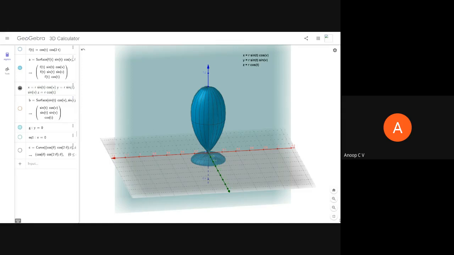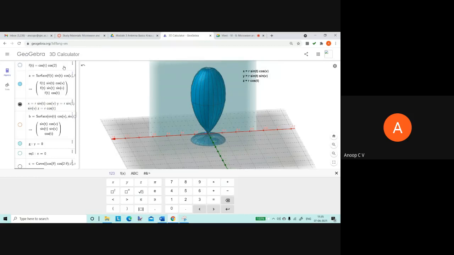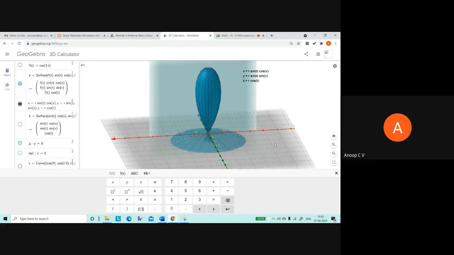Do you want to see any other pattern? Anyone else? You can type in any other pattern if you want to see as a function of theta only. We'll see what cos 3 theta is, how the cos 3 theta pattern will look like. Are you seeing it? How it looks like?